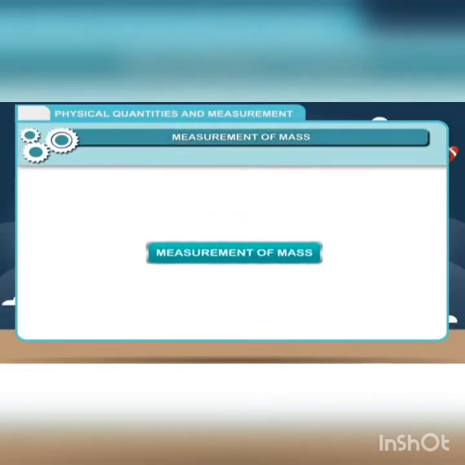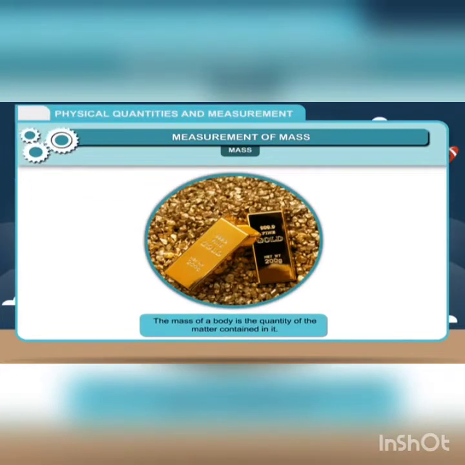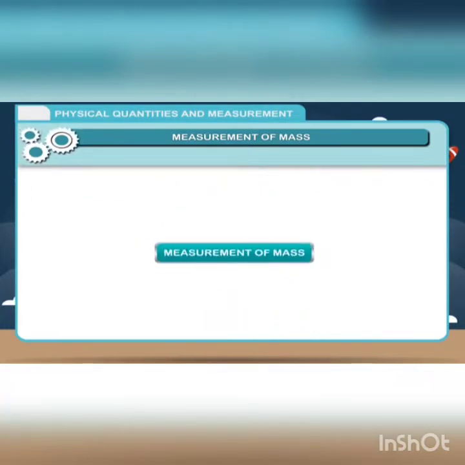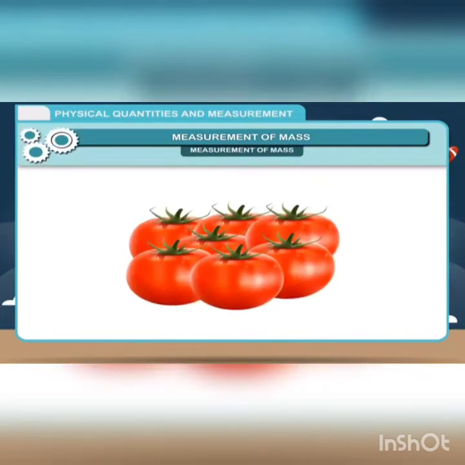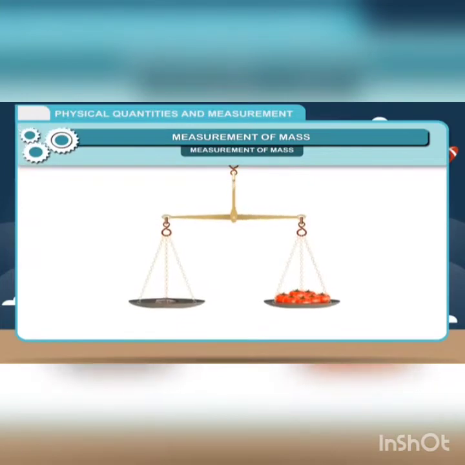Measurement of mass. The mass of a body is the quantity of matter contained in it. When we purchase tomatoes from the market, the vendor measures the mass of the tomatoes with a balance. The beam balance is used to measure mass.